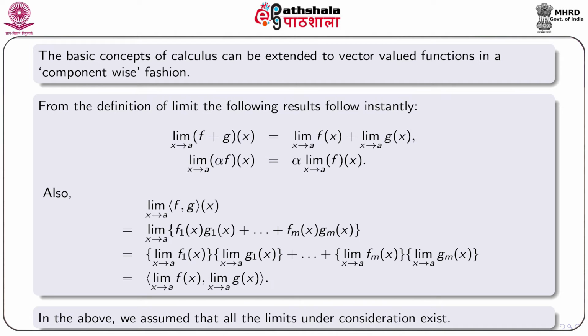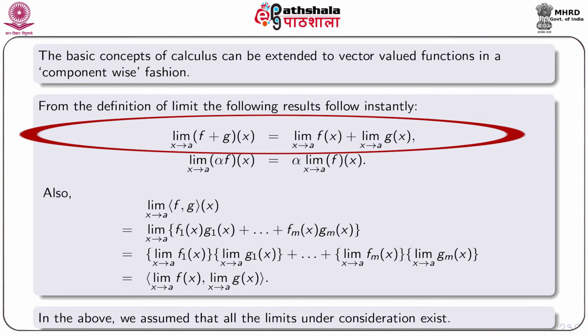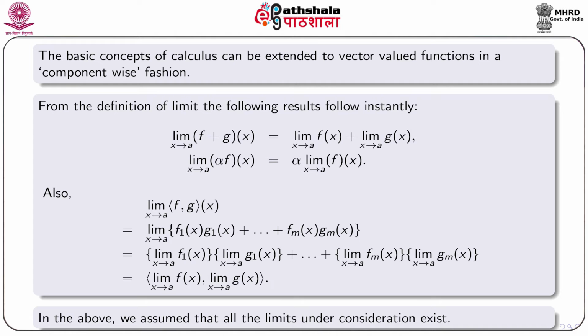Now, the basic components of calculus can be extended to vector valued functions in a component wise fashion. From the definition of limit, two results follow instantly. First one is the limit of f plus g at the point x as x approaches a equals the limit of f(x) as x approaches a added with the limit of g(x) as x approaches a. That means the limit of a sum equals the sum of limits. Secondly, the limit of the function alpha f as x approaches a is equal to alpha times the limit of f as x approaches a.